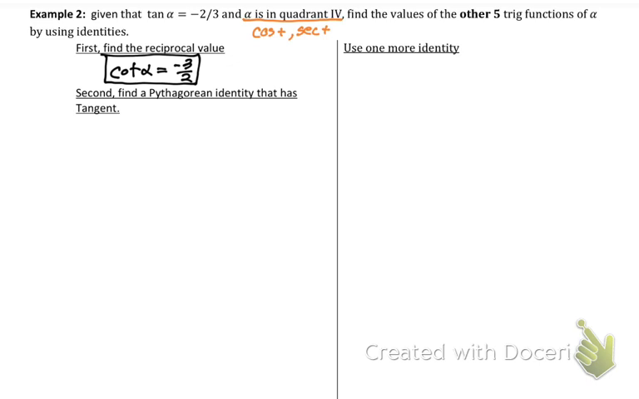If I know sine, I flip it, I have cosecant. If I know cosine, I flip it, and I have secant. If I have secant, I flip it, and I have cosine. So now, here's the thing. I know tangent, and I know cotangent.